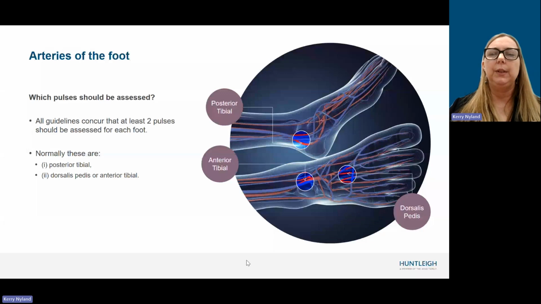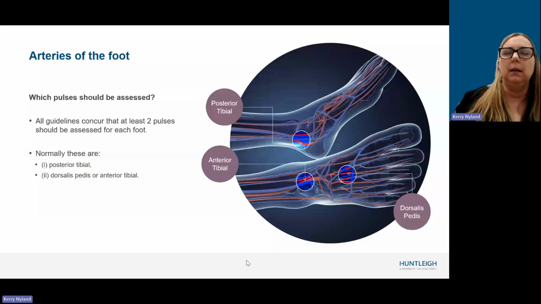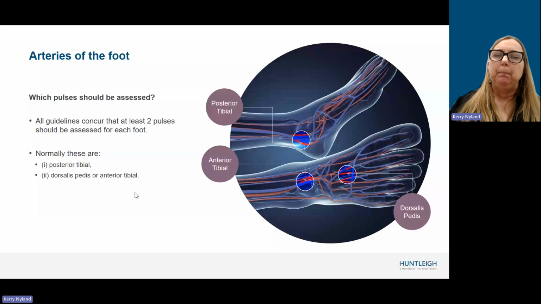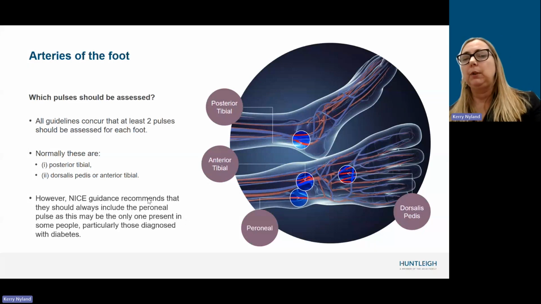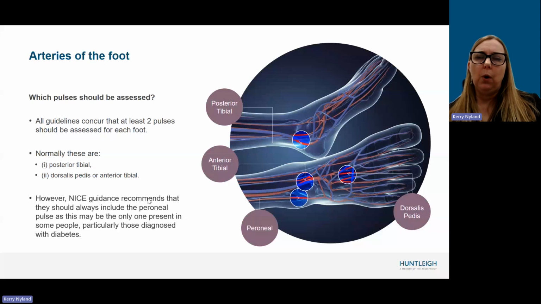So you need to assess two arteries in each foot, and this is usually the dorsalis pedis and the post-tib pulse, but the peroneal pulse can also be used, and that's especially useful if the patient has got diabetes, because the peroneal artery is less likely to be calcified. I'm not quite sure why that is. If anyone knows why, please pop that in the chat.